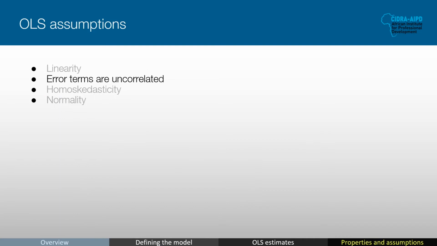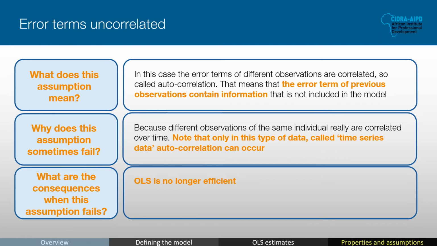Now on to the next assumption, which says that the error terms are uncorrelated. What this means is that if we have multiple data over time, there's no correlation between the error term of one period and the error term in the next time period. If this correlation is there, that means that the error terms of previous time periods contain information on the current observation that we're looking at. This means that there's information available to us that's not included in the model, and the model could be improved by including this information.